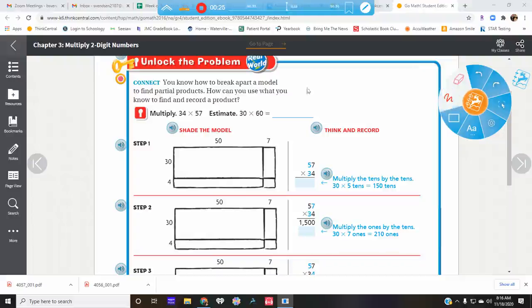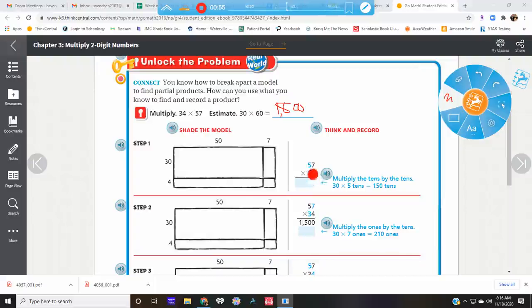I'm going to take a pen here. We're going to estimate 30 times 60. Well, we've learned in the last couple lessons, we're going to take 3 times 6 is 18. Then we have to add our 2 zeros from our factors. So we get 1800 is going to be our estimate. Okay, so now we're going to start here.